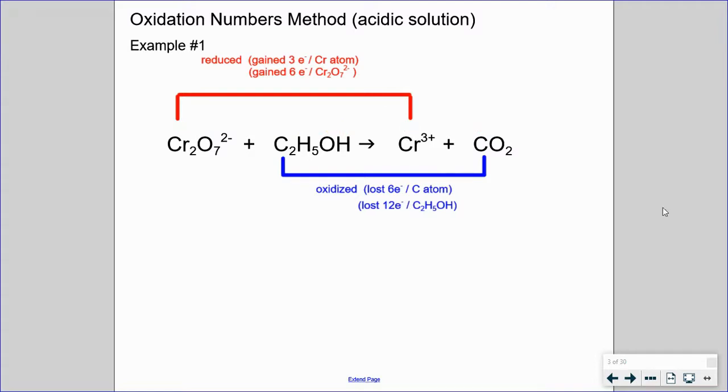We need to balance the number of electrons gained with the number of electrons lost. So what we're going to do is try to make them equal to each other. We want them to have 12 electrons gained and 12 electrons lost. So in order for us to do that, we have to put a 2 in front of the dichromate. Then we balance the right-hand side by inspection. Since there are 2 dichromates, there are now 4 chromiums, and there are 2 carbons that we need to account for on the right-hand side. So we put a 2 in front of the CO2.